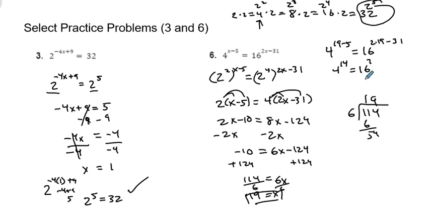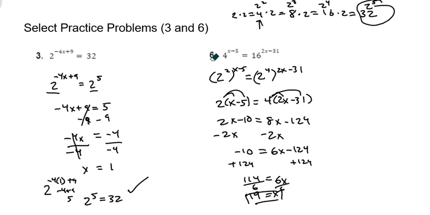Hopefully you can see that 16 is 4 squared, so 2 times 7 is 14, and these equal each other. So this will work out. And that begs the point that maybe there was an easier way to do this. And the actual fact of the matter is there is an easier way to do this.